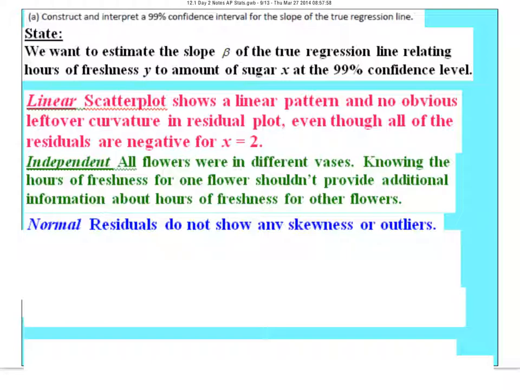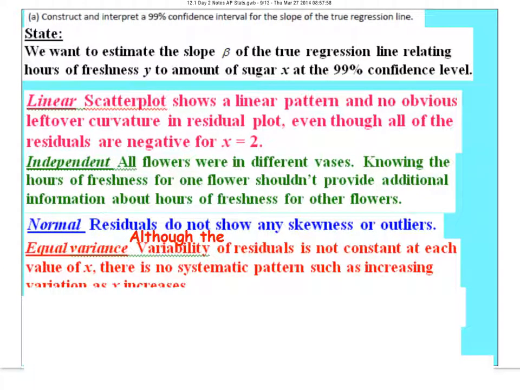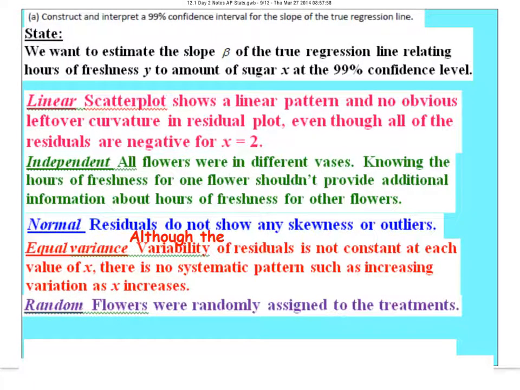For equal variance, we're going to reference that residual plot again and look at the x values of 1, 2, 3, and 4, looking for nice scatter above and below that's consistent and constant. If we do look at that, we're going to say that although the variability of residuals is not constant at each value of x, there's no systematic pattern such as increasing variation as the x's increase. So we're okay with equal variance. And lastly, for random, the flowers were randomly assigned to the treatments. Conditions are met, so we can construct the interval.